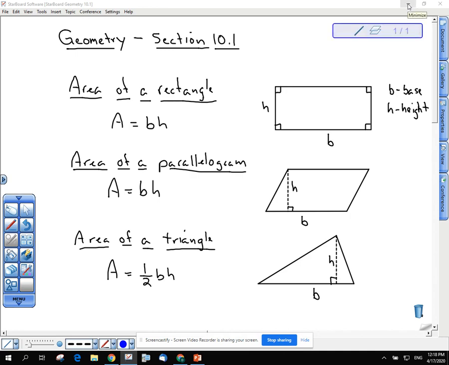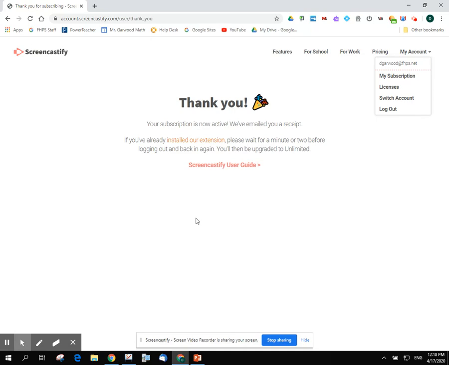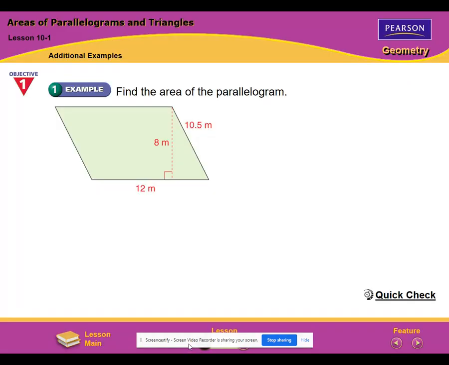Let's do a few examples. Pretty simple assignment here to start out our online learning. Here you have a parallelogram. The base is 12. That would be, again, the whole length from this vertex to this vertex is 12. The height is 8. You might wonder what that 10.5 is doing there. It's a decoy. It means nothing. They're trying to get you to use that in your formula when you don't need it.